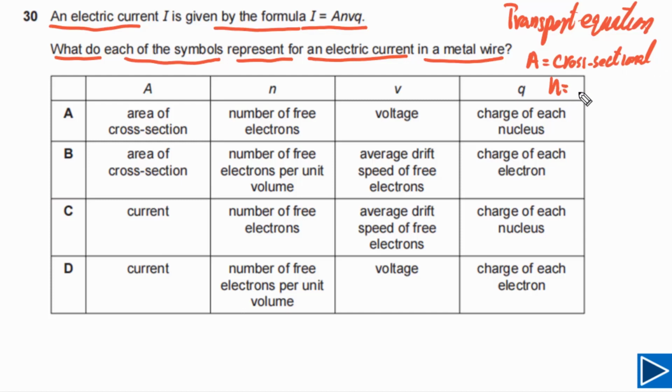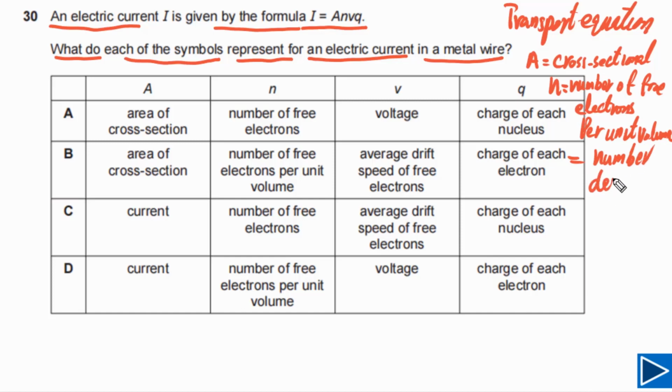N is the number density, or simply we can say is the number of free electrons per unit volume. So this is what N is represented. Or simply we can say this is number density. We call this is number density because in this case we talk about number of free electrons per unit volume. But in simple density means the mass density. We talk about mass per unit volume.